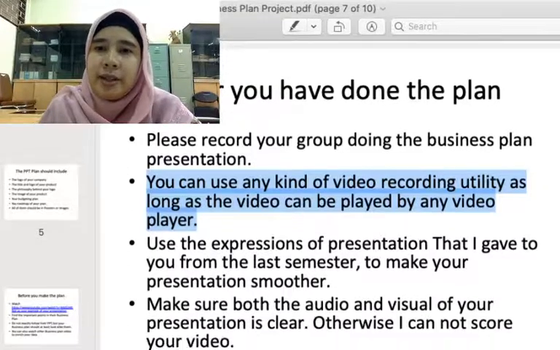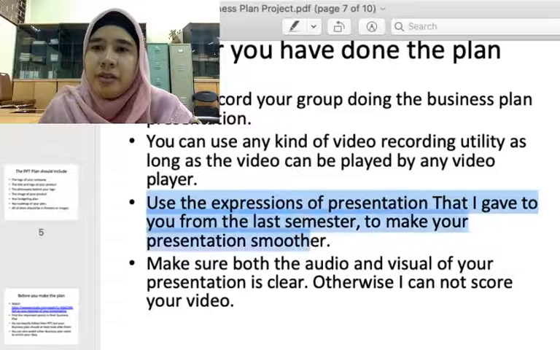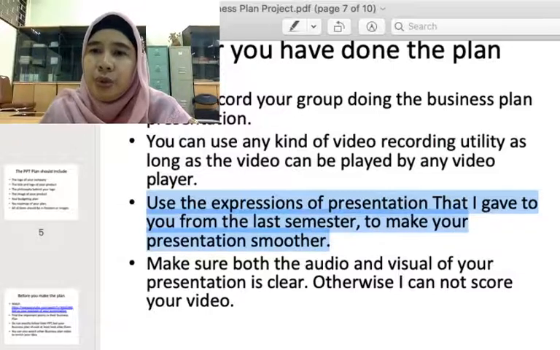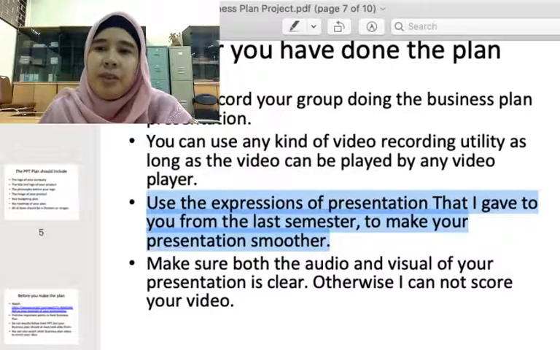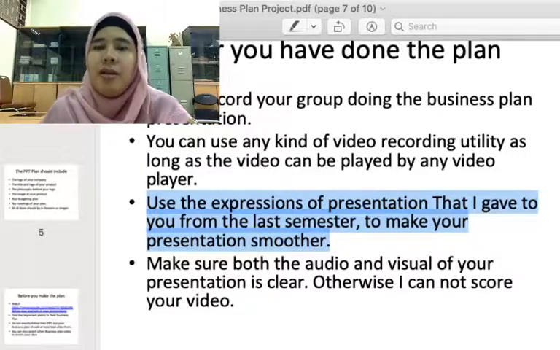Next, use the expressions presentation that I gave to you from the last semester to make your presentation smoother. I have already explained to you, in another video in the previous videos, about delivering a PowerPoint. Please also make the most of it. Use it. Several expressions you can use in your next video to make your presentations look really smooth.